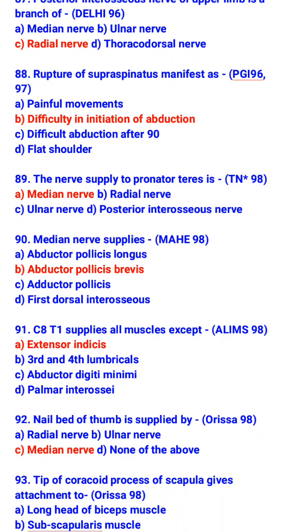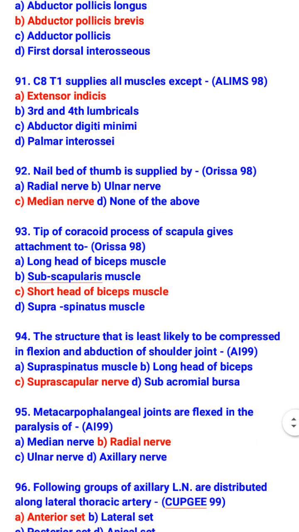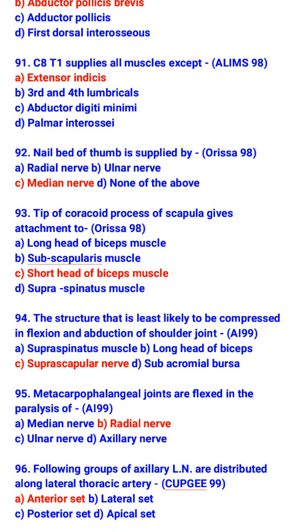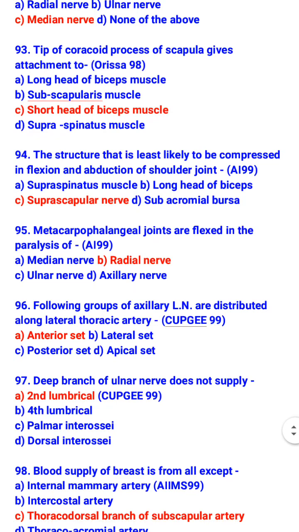Median nerve supplies abductor pollicis brevis. C8T1 supplies all muscles except extensor indicis. C8T1 supplies which muscles? Third and fourth lumbricals, abductor digiti minimi, and palmar interossei. Nail bed of thumb is supplied by median nerve. Tip of coracoid process of scapula gives attachment to short head of biceps muscle. The structure that is least likely to be compressed in flexion and abduction of shoulder joint is suprascapular nerve.